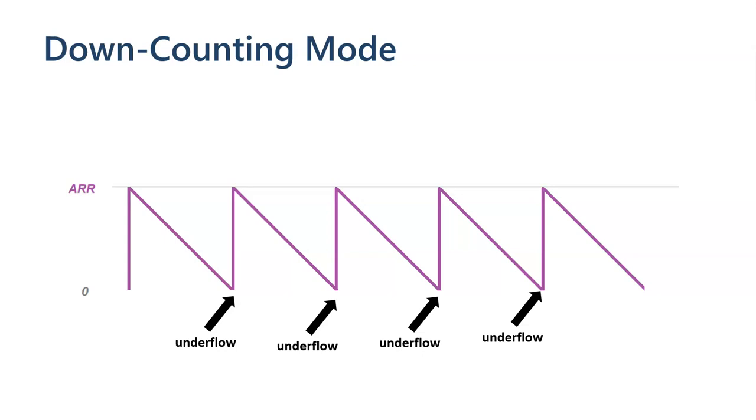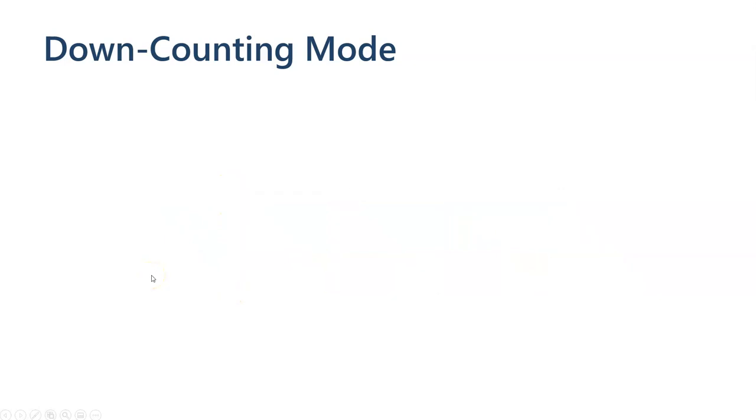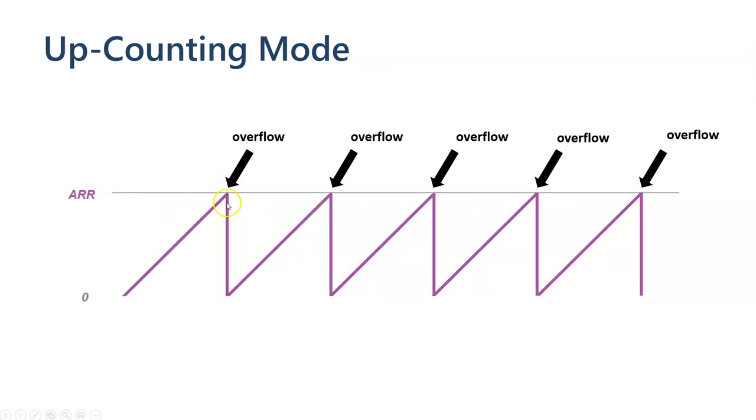There is also another mode. This abruptness of the count going from 0 to the ARR value, or in the previous case, from ARR value down to 0, is a very abrupt change. If you notice, this is a gentle slope, and the count is changing by 1 all the time, and here we have an abrupt change from ARR to 0. This can be problematic for certain kinds of applications.